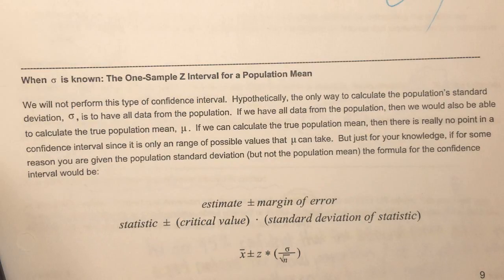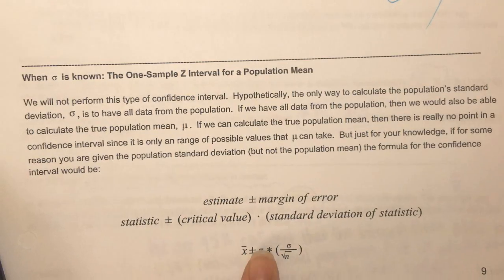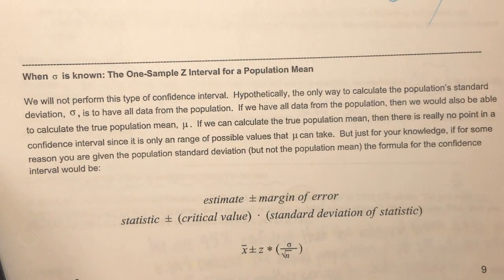It literally says, just for your knowledge, if for some reason they told you the population standard deviation and not the sample standard deviation, if we knew that, we wouldn't need t's. If we didn't need t's, we would just use z's. Duh. I understand.